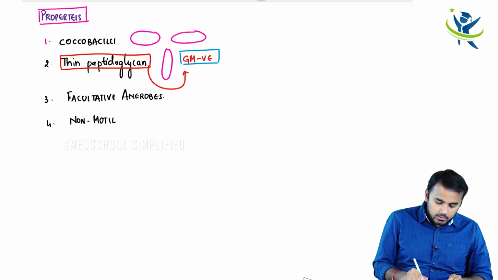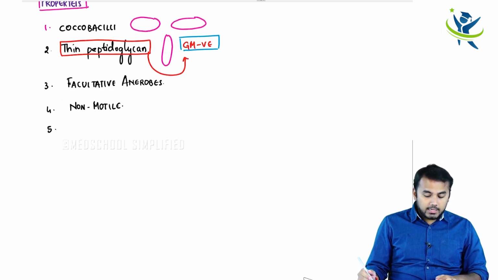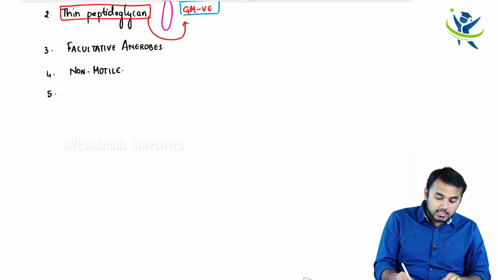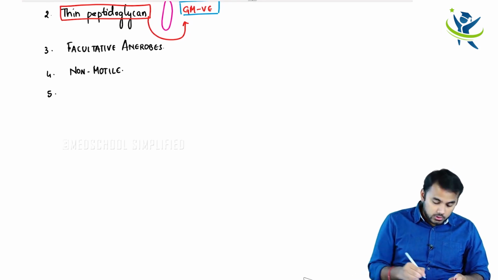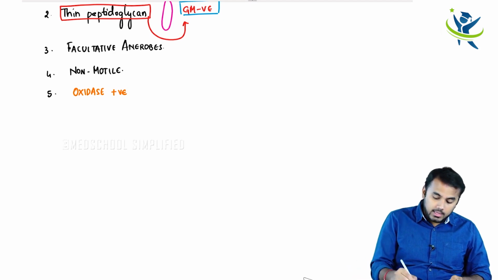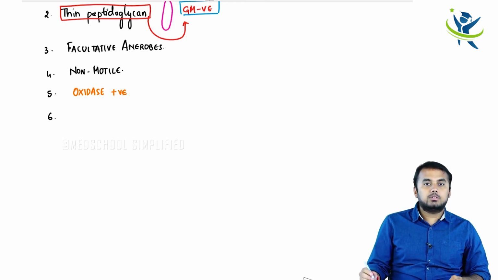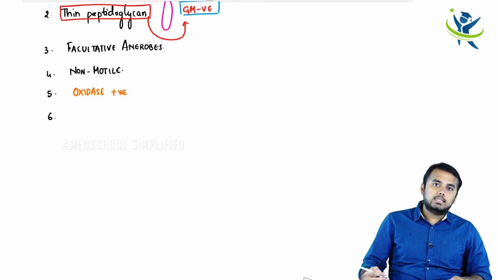The fifth important thing is regarding the enzymes. This bacteria has the capacity to release cytochrome oxidase enzyme. So can I call it an oxidase positive organism? Yes. This is called an oxidase positive organism. And the sixth important thing is that this bacteria does not have the capacity to release catalase, so it is called a catalase negative organism.